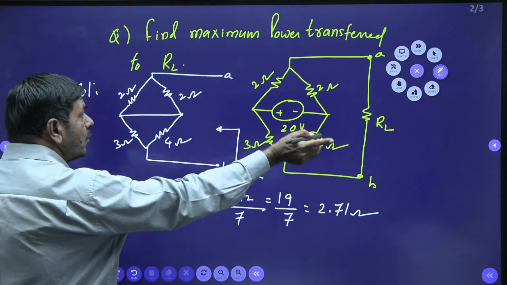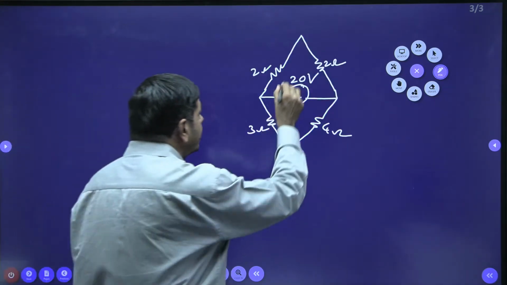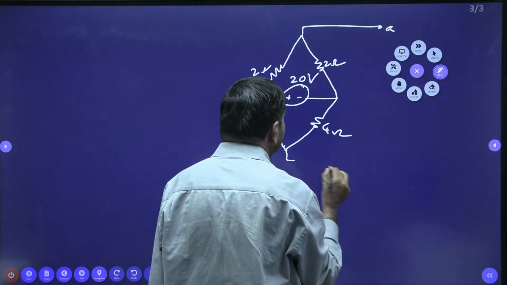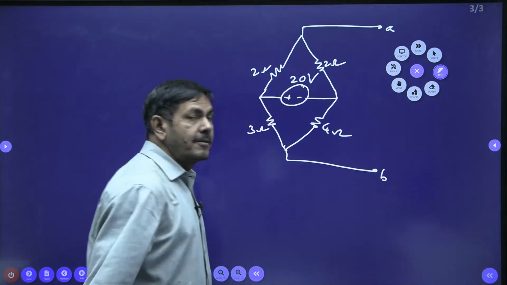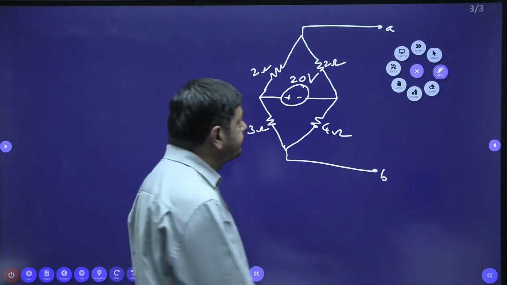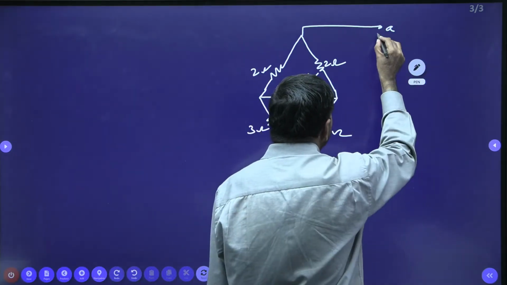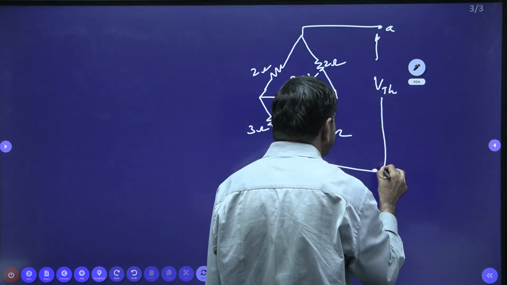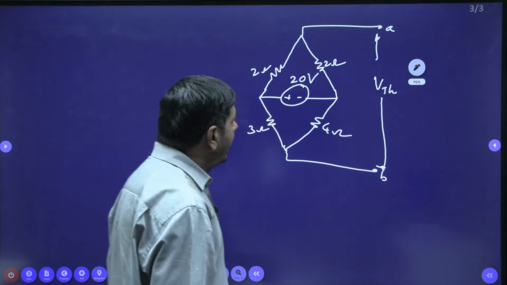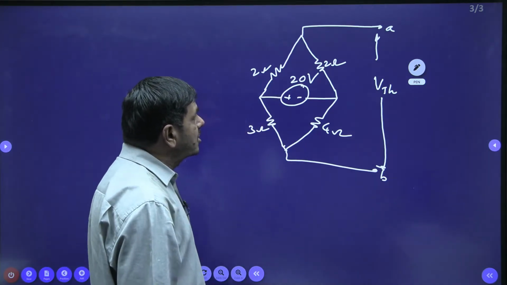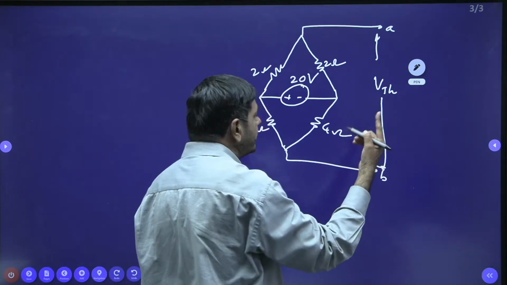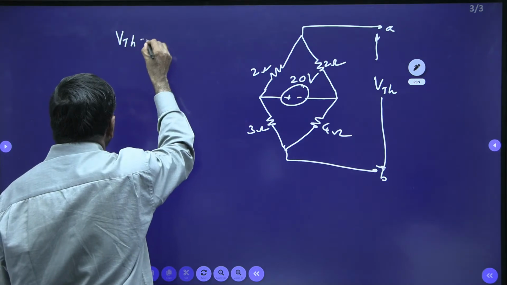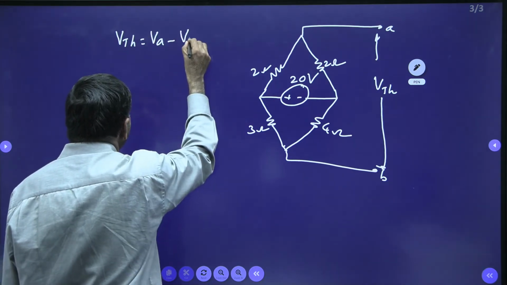And what else is given? The load is to be removed. The load is to be open circuited only. This point is A, this point is B. But I want the voltage across this AB. The voltage across these two terminals is required. That voltage I wish to call VTH, the Thevenin's voltage. VTH can also be called VA minus VB, that is, Thevenin's voltage is nothing but VA minus VB.